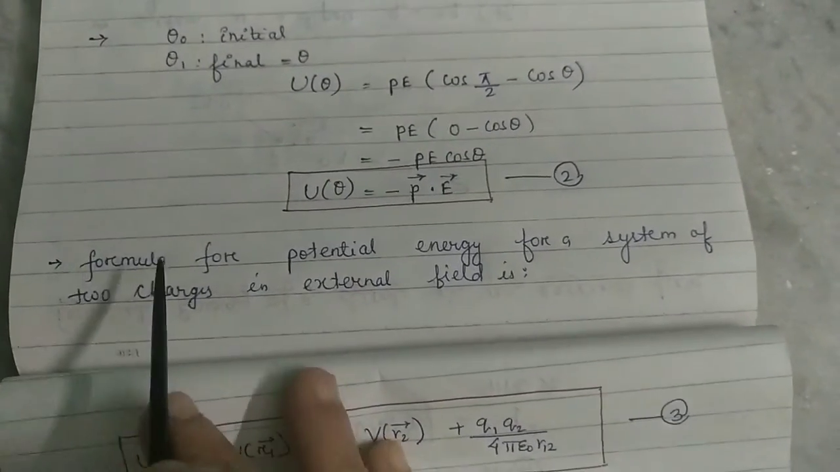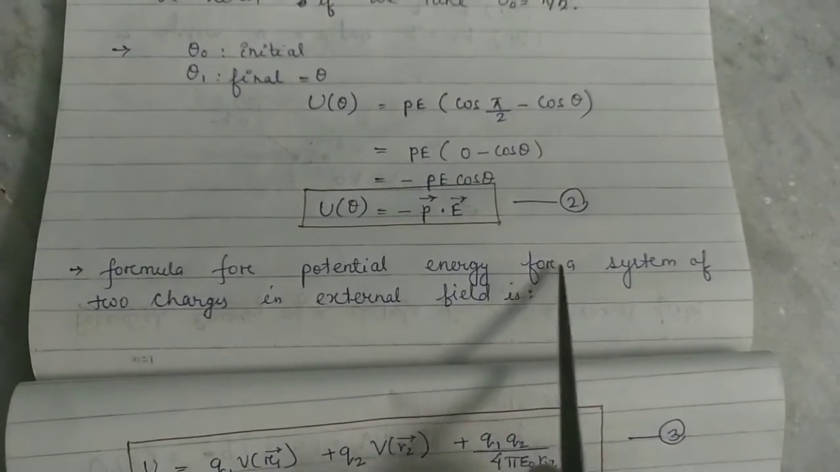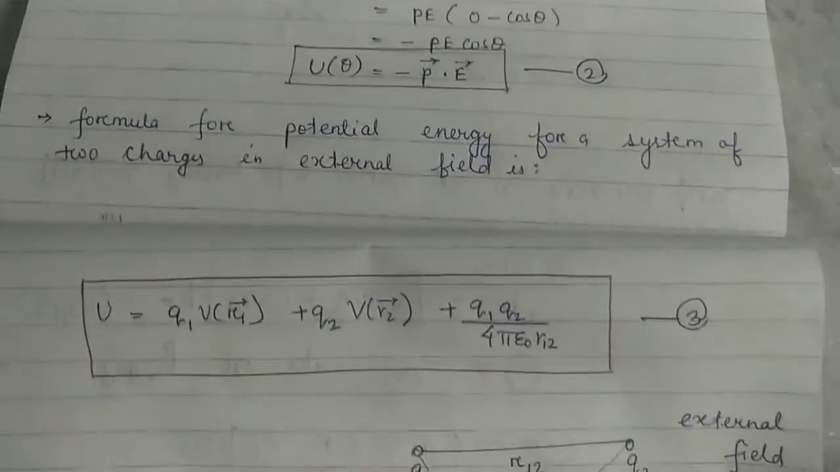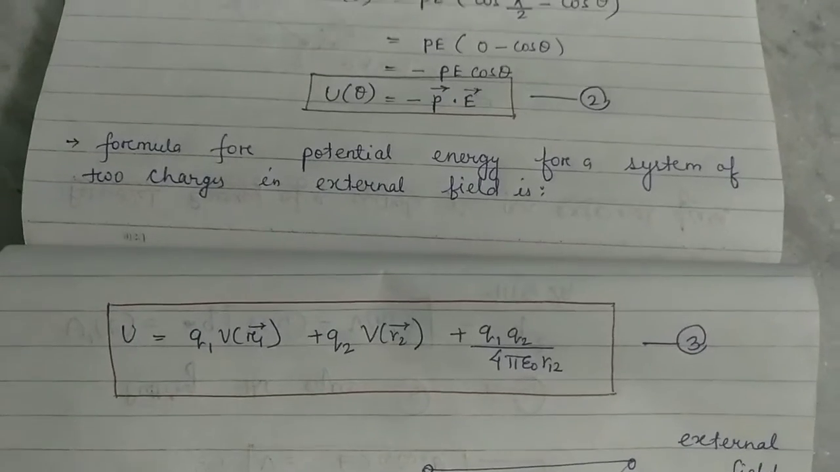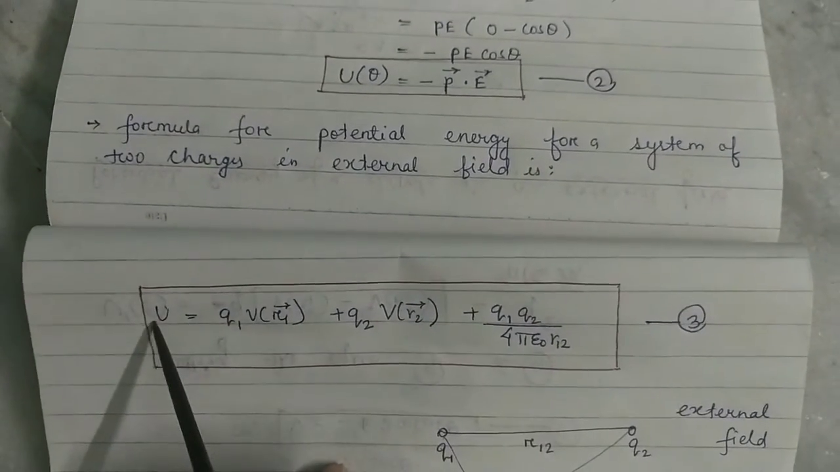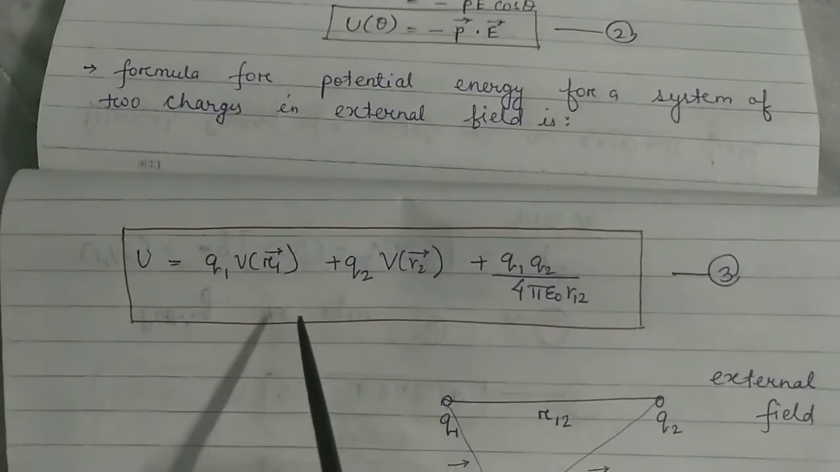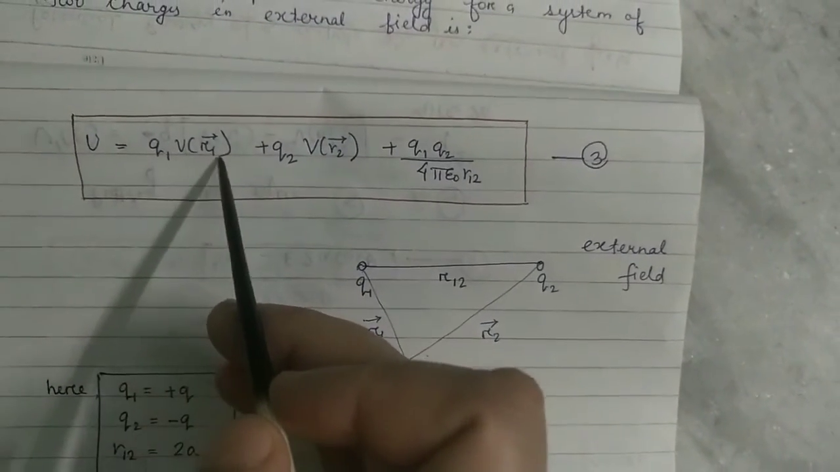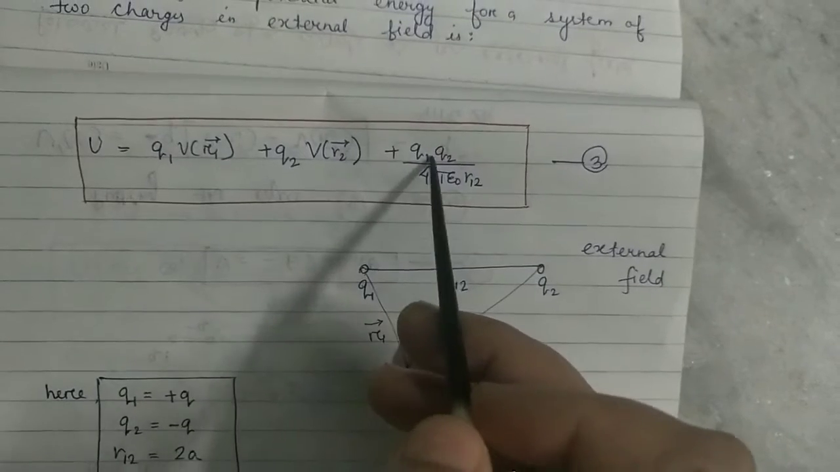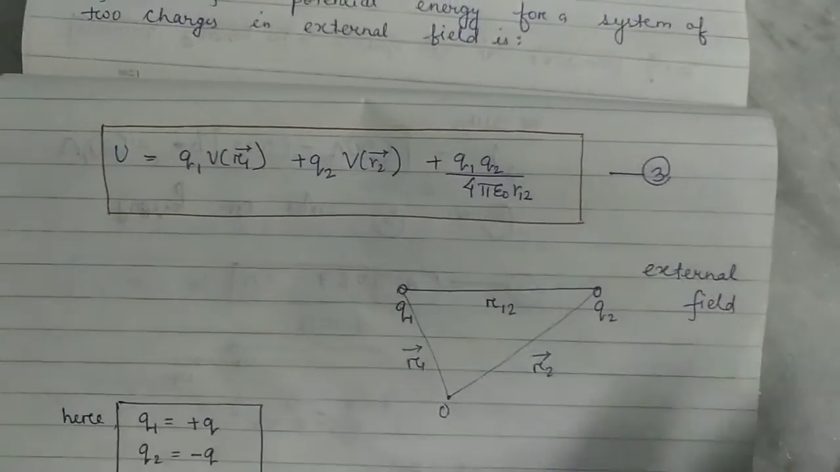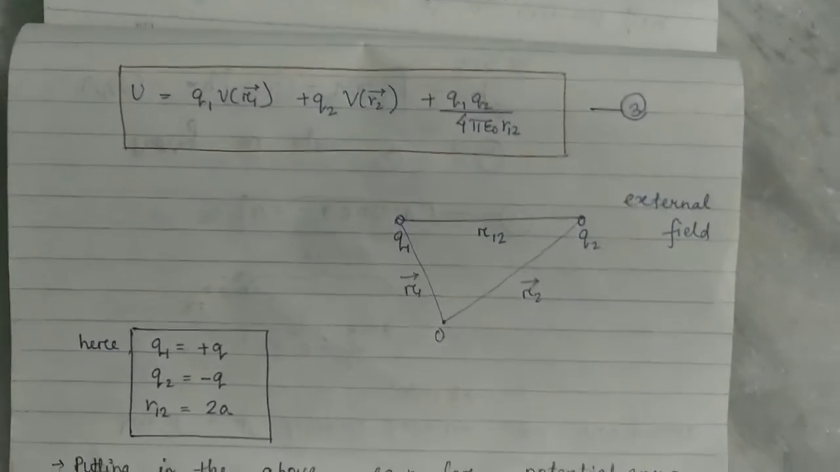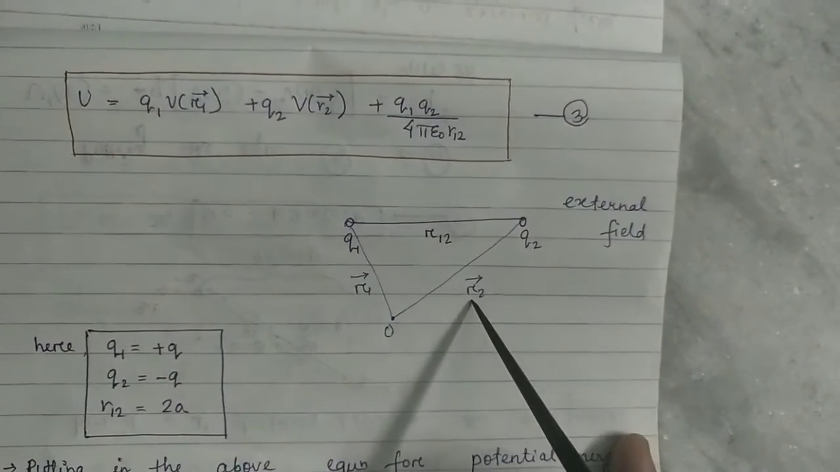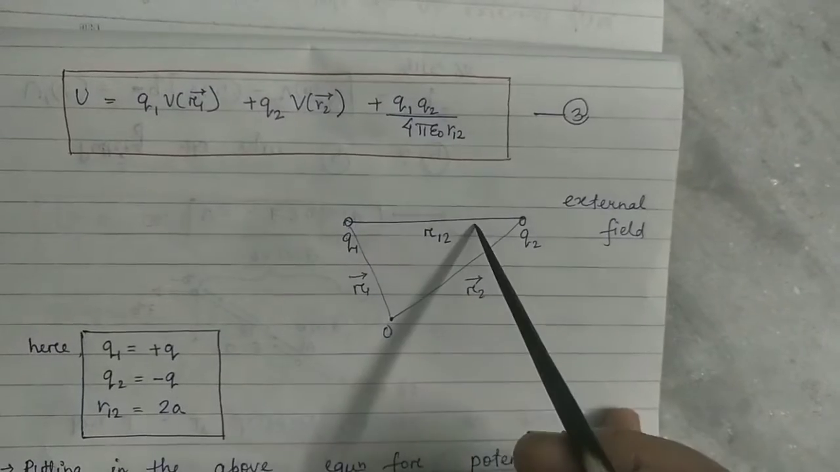We already learned the formula for the potential energy of a system of two charges in an external field. Yesterday I shared one video with you, please watch it. There I explained the potential energy of a system of two charges in an external field. The formula is Q1 V(R1) plus Q2 V(R2) plus Q1 Q2 by 4 pi epsilon naught R12. Here, for Q1 the position vector is R1, for Q2 the position vector is R2, and R12 is the distance between the two charges.